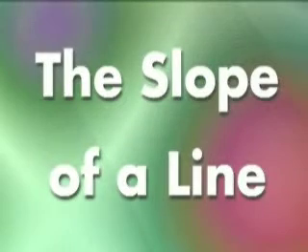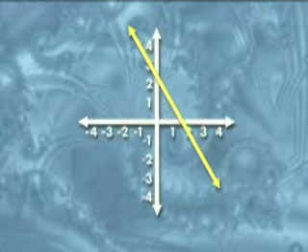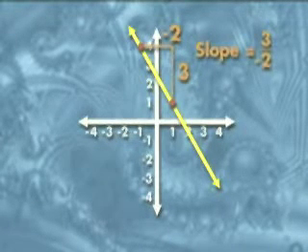The slope of a line. As we go along, take notes and try the practice problems yourself. By the end of this program, you'll know what is meant by the slope of a line. And you'll be able to find the slope of a line in many different situations. For example, you'll be able to look at the graph of a line and use a tool called a slope triangle to find the slope of that line.